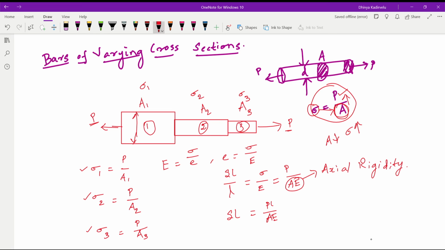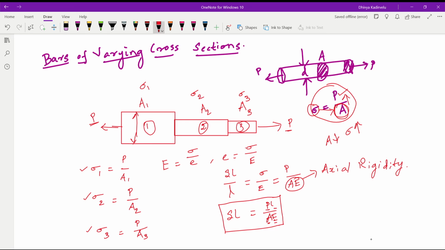This is the change in length formula for any type of cross section, whether it is circular or square or rectangular. For any type of cross section, this is the general formula, right? So change in length is equal to PL by AE. So AE represents axial rigidity, A represents area, E represents Young's modulus, P represents amount of load applied, L is the length of the portion under consideration, right?